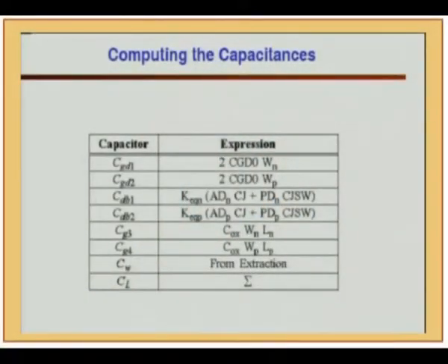Just to give an idea again, the capacitances are computed using the sizes, W being the width. Length is not chosen because length is a part of CGDO, which we define per unit length. So the larger the width, the larger the capacitance. You can see all of these values I have specified. Of course, in the gate capacitance, both width and length, the total area, will come. So I can evaluate CL as the sum of all these relevant capacitances.